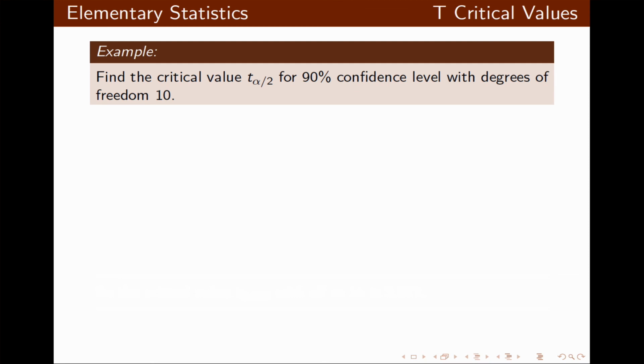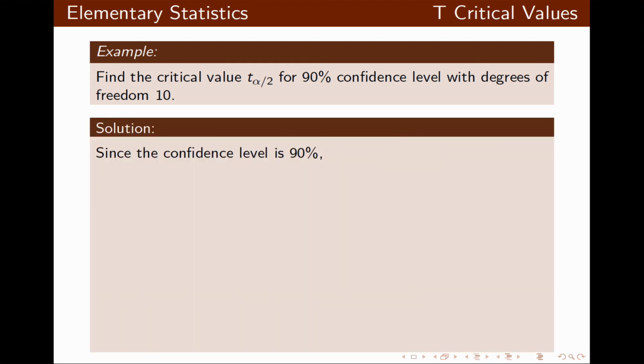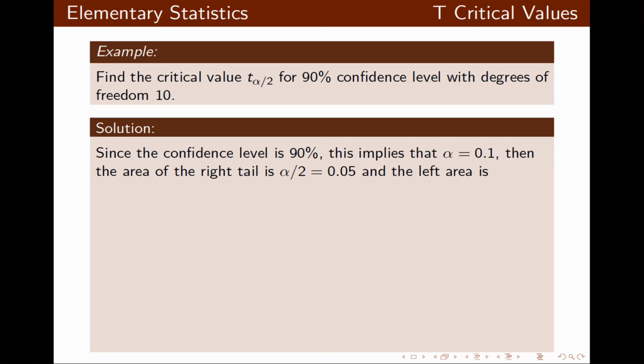Now let's find critical value t for 90% confidence level with the degrees of freedom 10. So the confidence level is 90%. This means alpha, the significance level, must be 0.1. And the area of the right tail will be alpha over 2, which is 0.05, and the left area would be 0.95.